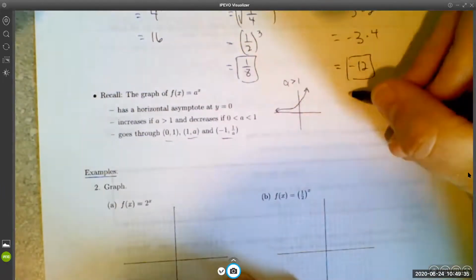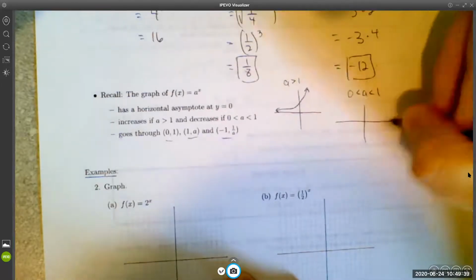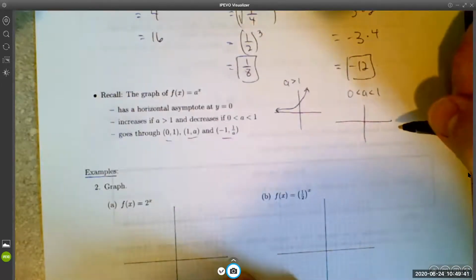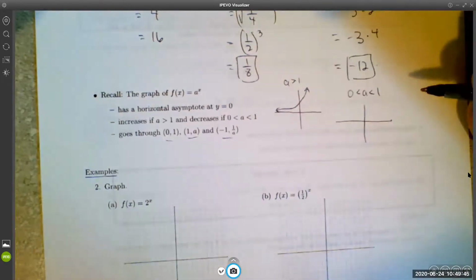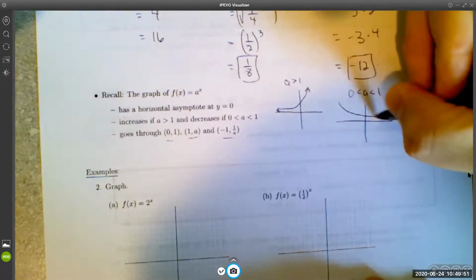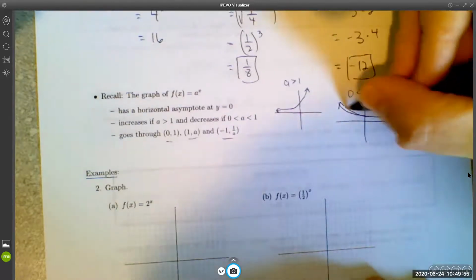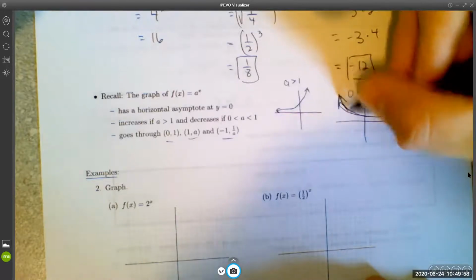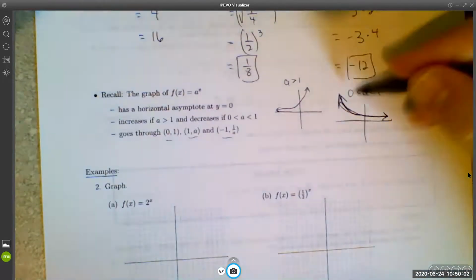If a is between 0 and 1, then actually the function is decreasing. What would you end up with if a is between 0 and 1? You would end up with this, right? And actually, it should probably go up a little quicker than that, but that's the idea. That's the shape you're going for if a is between 0 and 1.